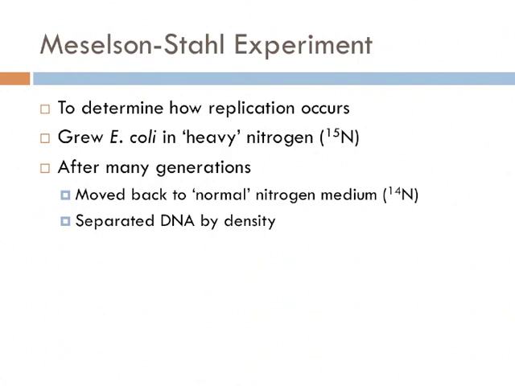Then they followed the E. coli for a few generations and could determine the ratio of nitrogen-14 and nitrogen-15 in each generation. Comparing this ratio would allow researchers to determine which of these alternate hypotheses would be supported. Let's see why.